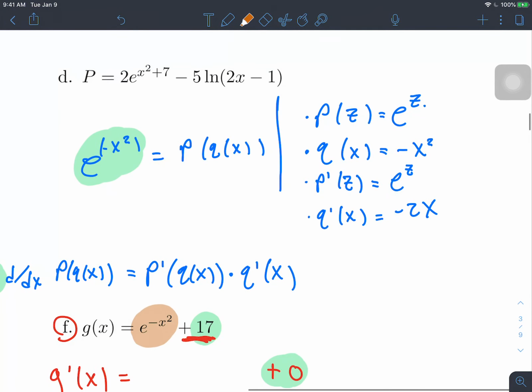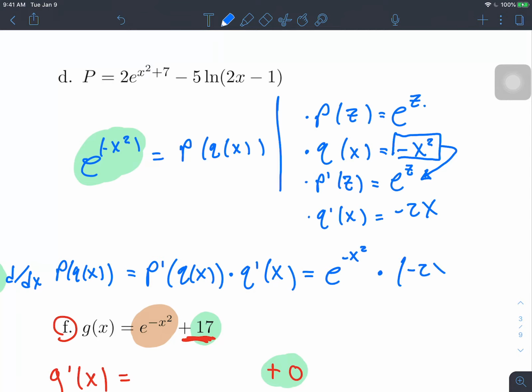Okay, all together now. Let's plug it in. I want to take regular q, that's minus x squared, and plug it into the derivative of p. So I'm just going to plug this minus x squared right here. I'm going to plug it in to the function e to the z. And I get e to the minus x squared. Now I need to multiply by q prime of x. That's negative 2x.